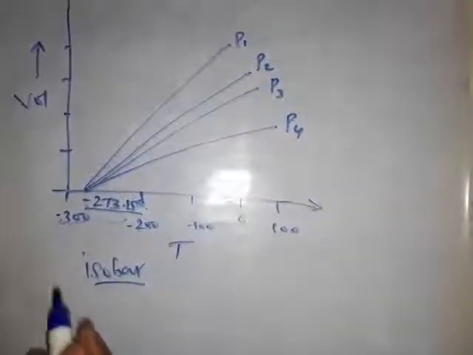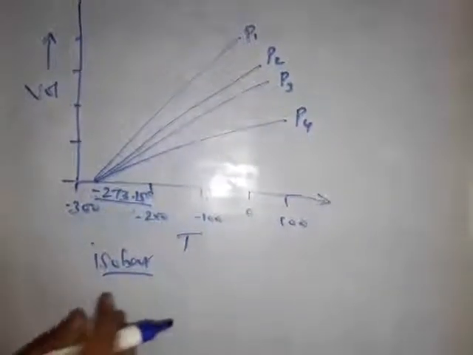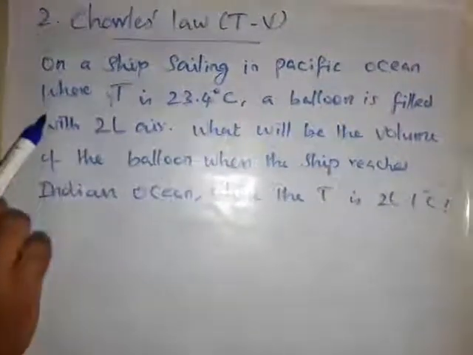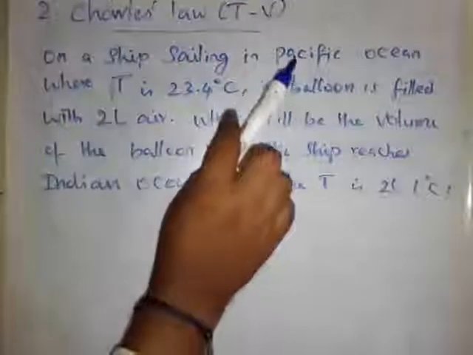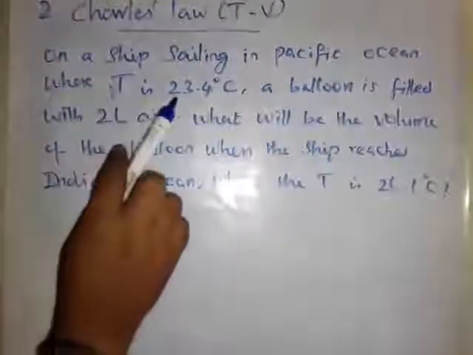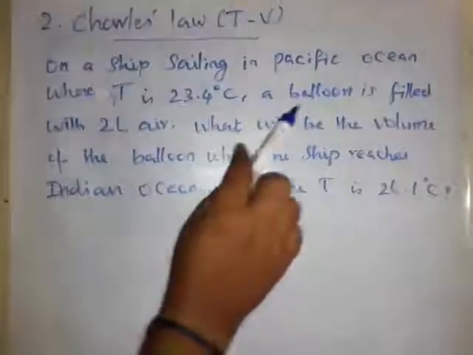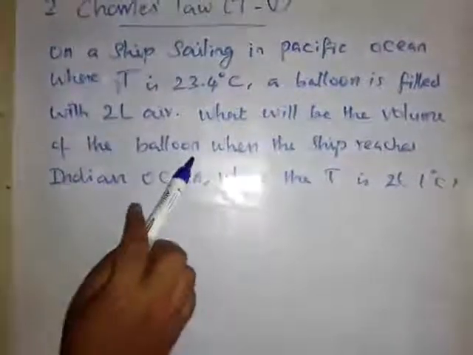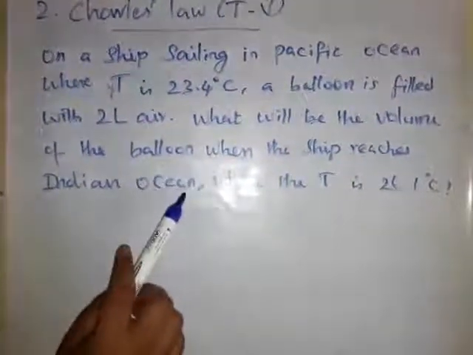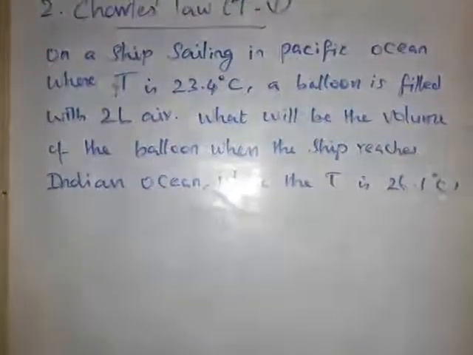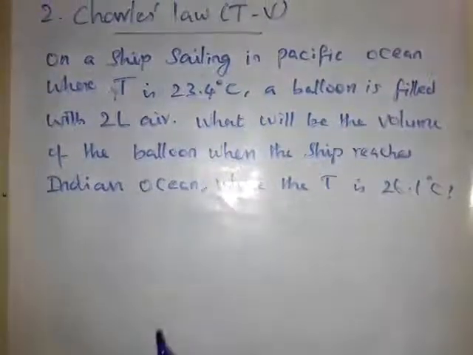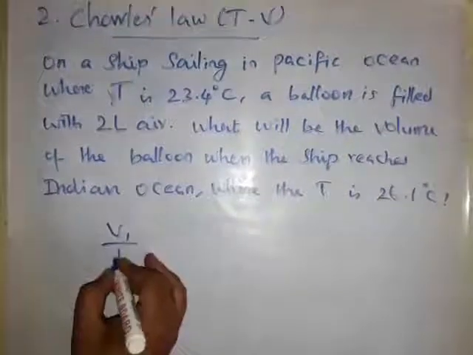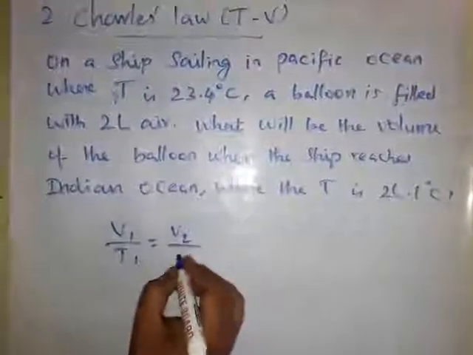So we can discuss one more problem according to Charles law. On a ship sailing in the Pacific Ocean where the temperature is 23.4 degrees Celsius, a balloon is filled with 2 liters of air. What will be the volume of the balloon when the ship reaches the Indian Ocean, where the temperature is 26.1 degrees Celsius? According to Charles law, the formula is V1 divided by T1 is equal to V2 divided by T2.